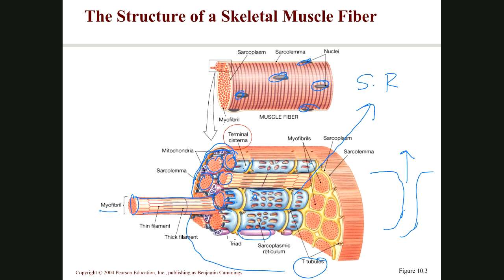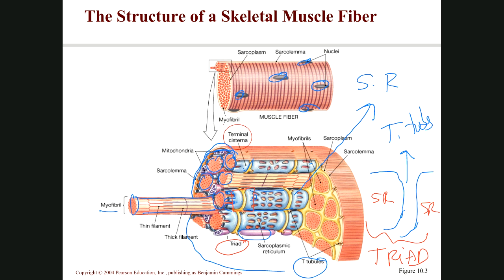And notice that on either side, the T-tubules are flanked by sarcoplasmic reticulum. So the sarcoplasmic reticulum here, sarcoplasmic reticulum over here, and in the middle, the T-tubule. This arrangement is unique to skeletal muscle. It is called a triad. So this right here is a triad.